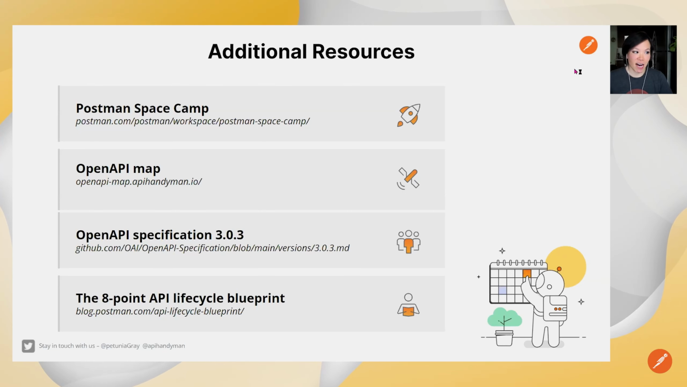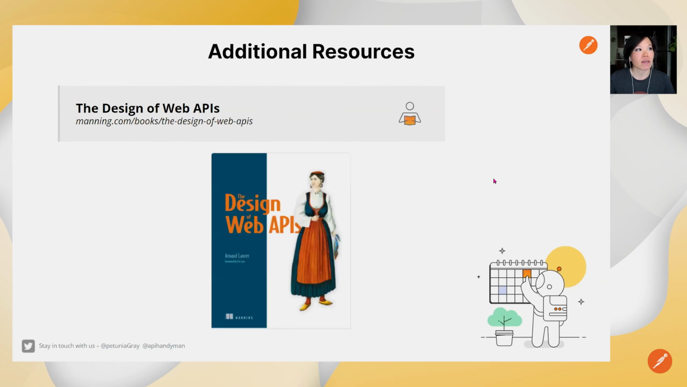Very nice. And then the other one I'll call your attention to is the 8-point API lifecycle blueprint. I kind of blew past the API lifecycle image, but if you haven't really heard about it or you're curious about more, there's a really good blog post by our chief evangelist, Ken Lane, that goes into a little bit more detail.